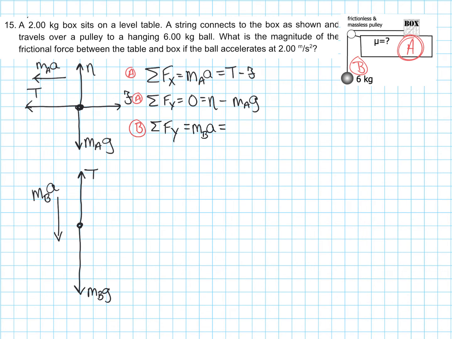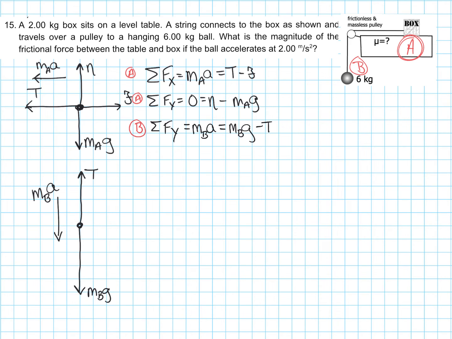And that's going to equal the net force, and the net acceleration resets the direction of what's positive. So in this case, positive is down. That means that this equation is going to be m_B g, because they point the same direction as m_B a, minus the tension.